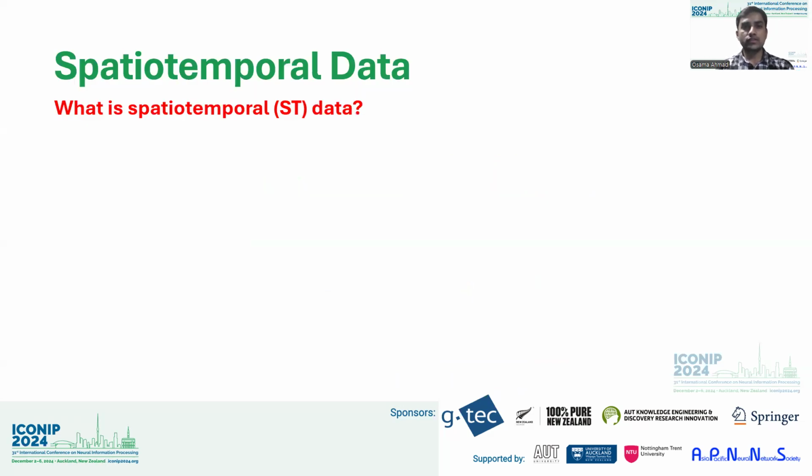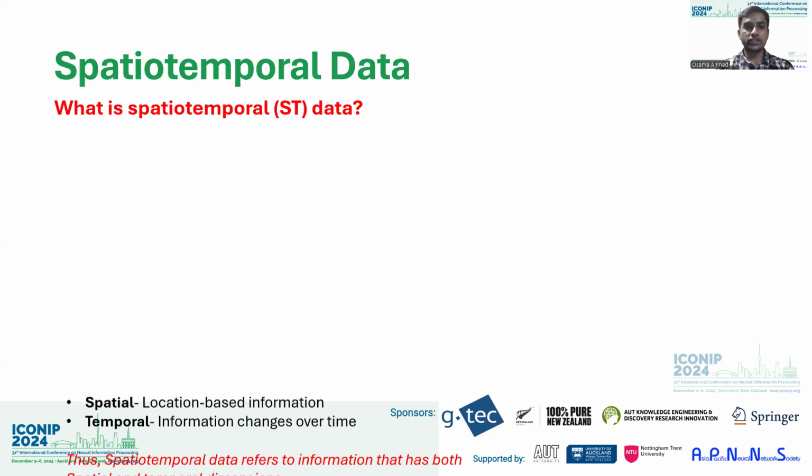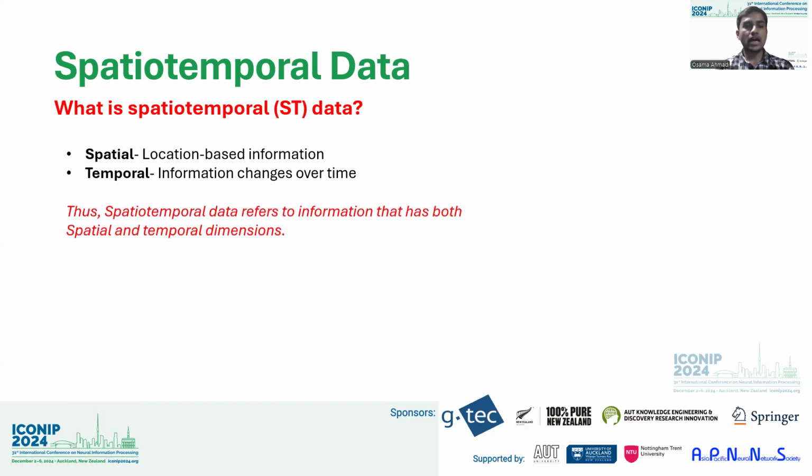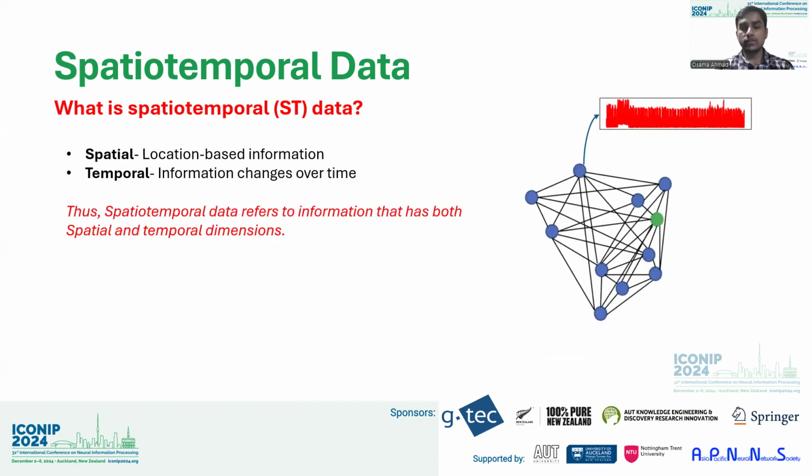So first of all, what is spatio-temporal data? As we know, spatial means location-based information and temporal means information changing over time. So the overall spatio-temporal data depends on both spatial and temporal dimensions. As we can see in this picture, the blue and green dots represent nodes of the graphs, and the lines demonstrate the interconnectivity between these nodes.